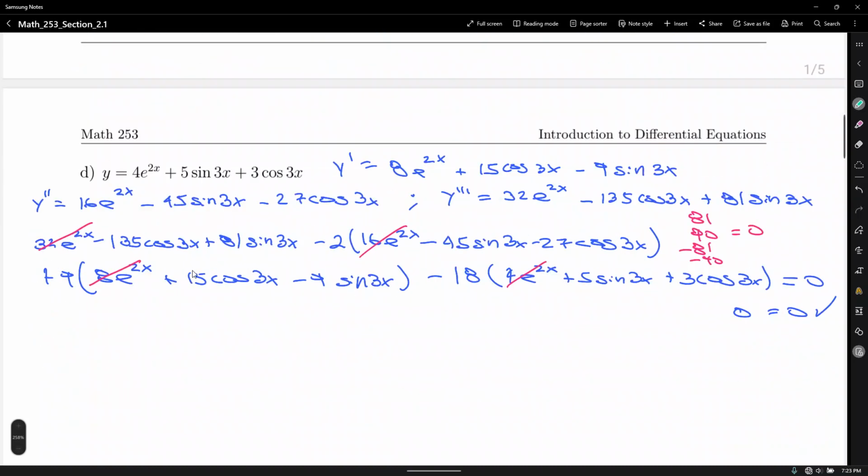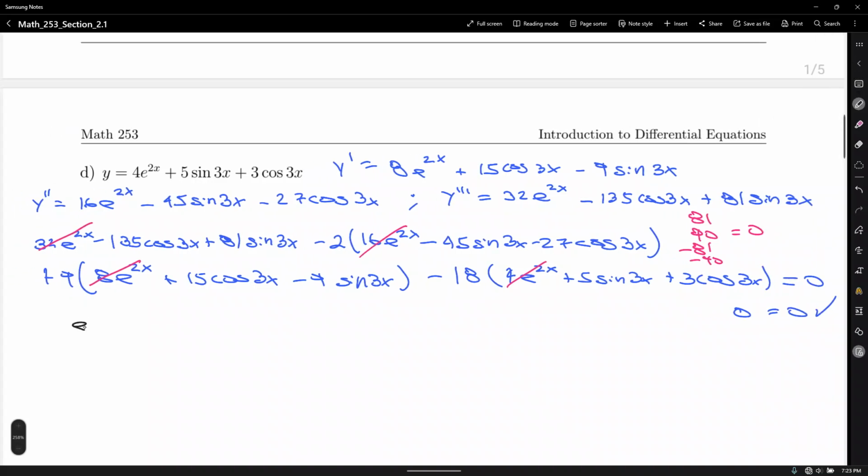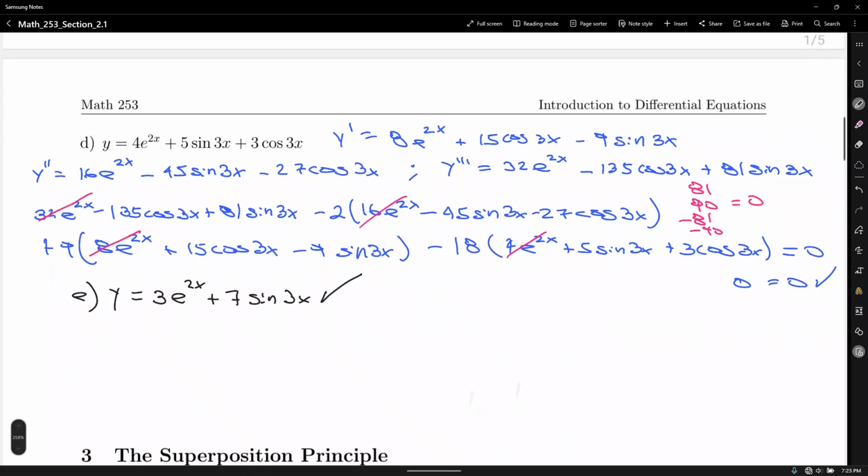Actually, this means that if we combine, we could have done other ones. Okay, let's see, letter E, for instance, y equals 3e to the 2x plus 7 sine 3x plus maybe 0 cosine 3x. Well, actually, that's something we don't need to write. This for sure will satisfy the differential equation. I'm not going to do the whole process. You may verify it on your own and you will see how it's going to work.